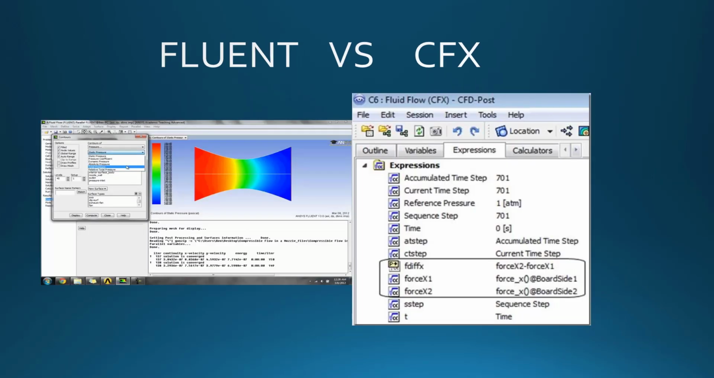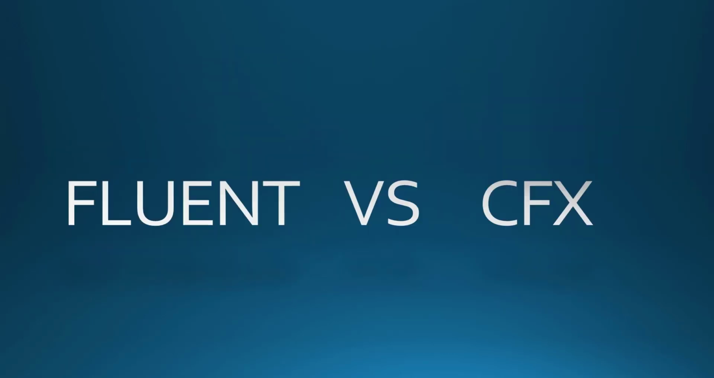FLUENT has special commands for post-processing, and this makes our work much easier. However, we need to create expressions ourselves in CFX. We can show these expressions in post-processing. CFX mesh adaptation capabilities are weaker compared to FLUENT, so adaptive meshing in CFX can be used for single domains without GGI interface and limited physics.